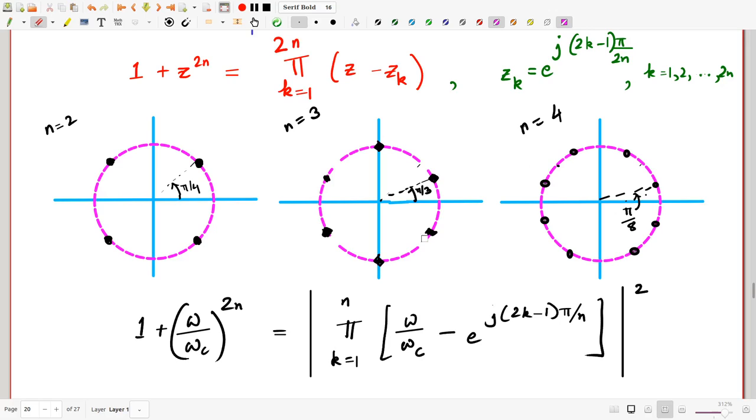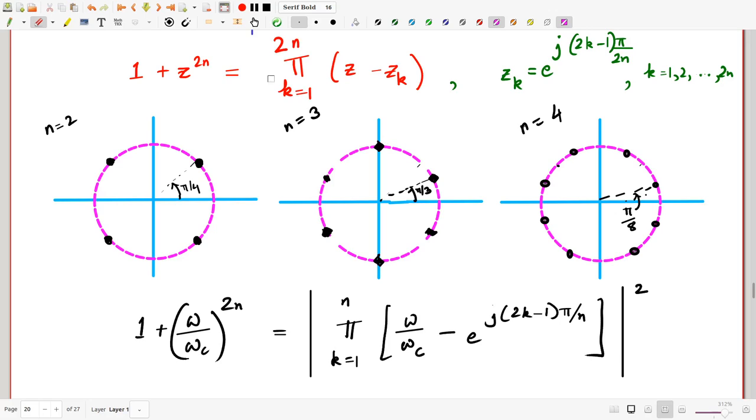Since the roots are in complex conjugate pairs, you can just take half of the roots, only the roots sitting on the upper half plane. So k goes from 1 to only n, not all the way around, and you get this expression. So this is the denominator in the form of a modular square.